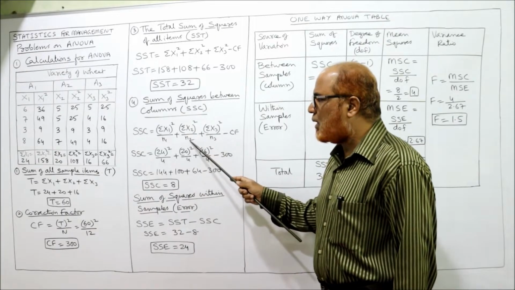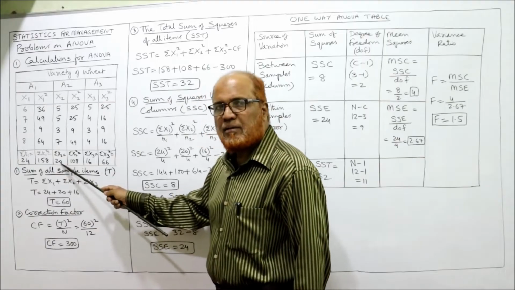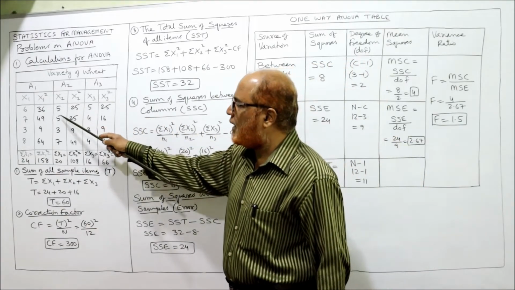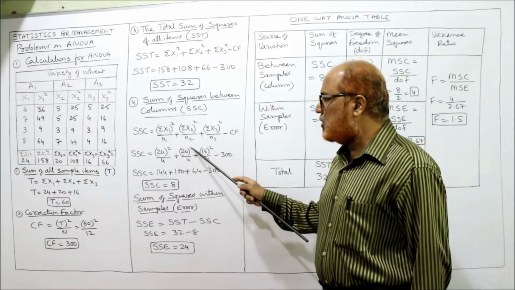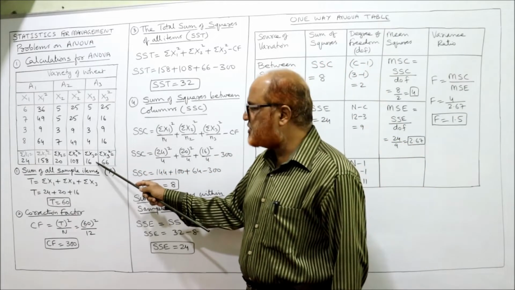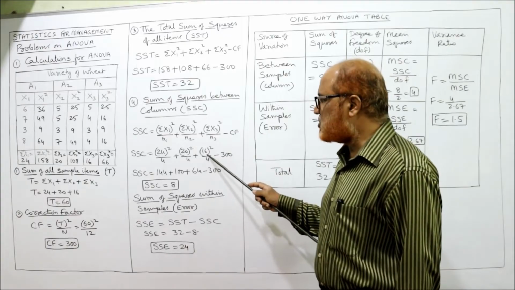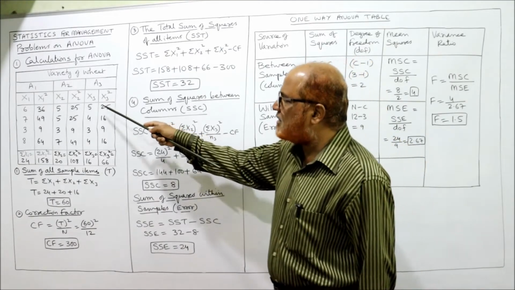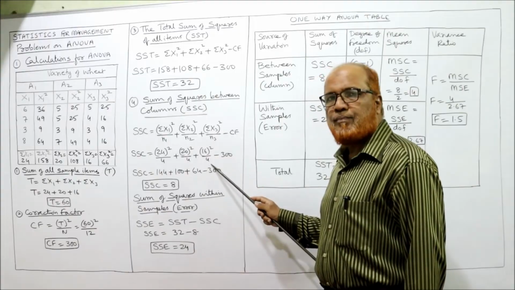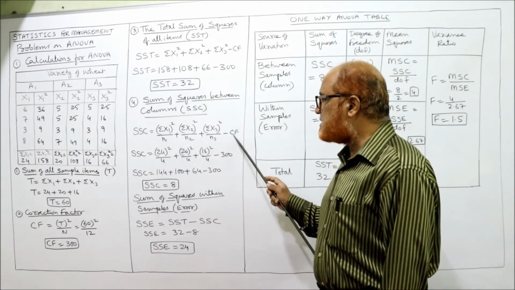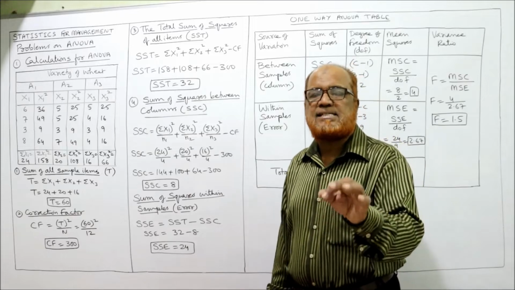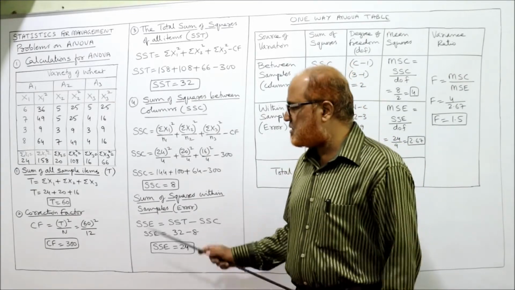Plus summation x2 whole square by n2. Summation x2 is 20, so 20 whole square divided by n2. How many items are in the second sample? 4, so 20 whole square divided by 4 gives 100. Plus summation x3 whole square, 16 whole square divided by 4, with n3 equal to 4. Every sample consists of 4 items, so n1, n2, n3 are 4. It may be different in the coming problems. Minus CF, the correction factor 300. So 144 plus 100 plus 64 minus 300 is 8. SSC, the sum of squares between columns, is 8.